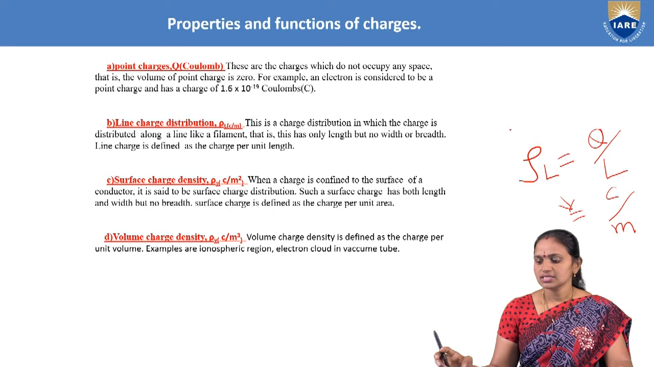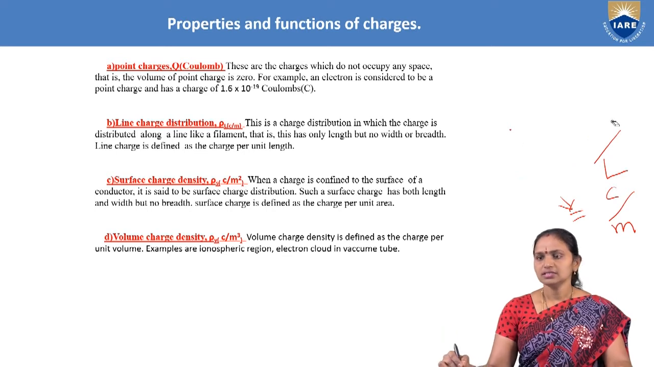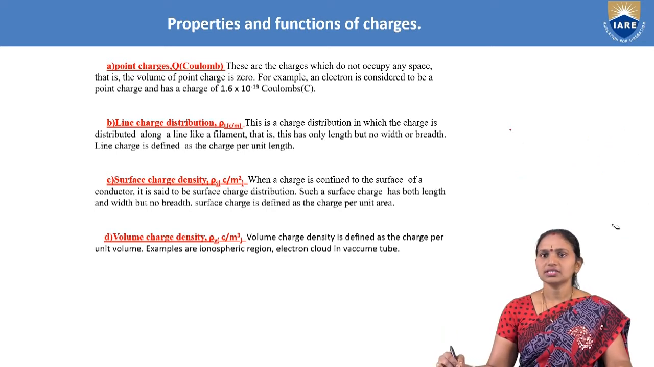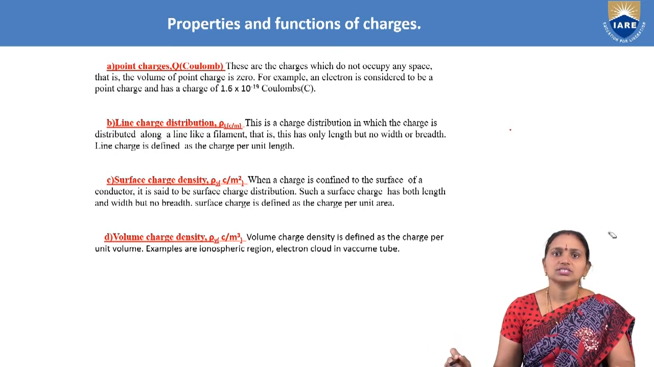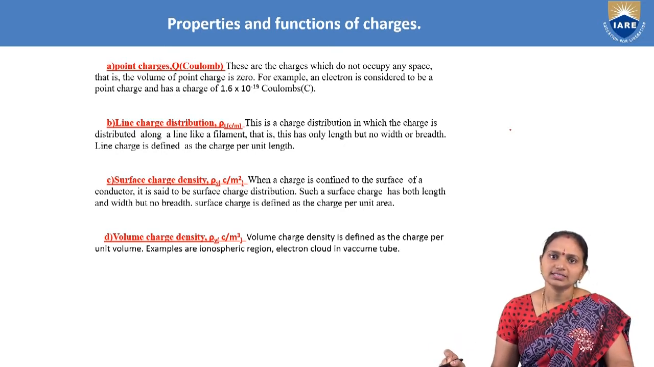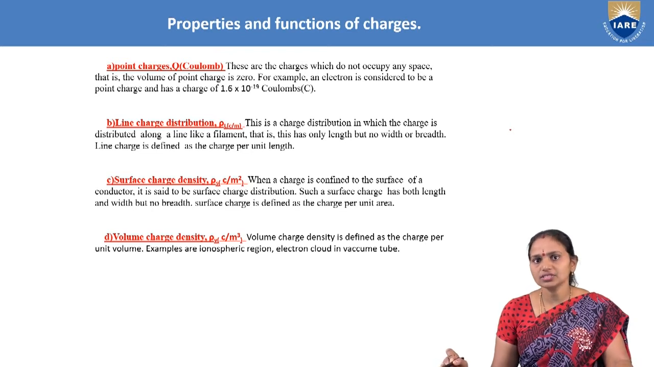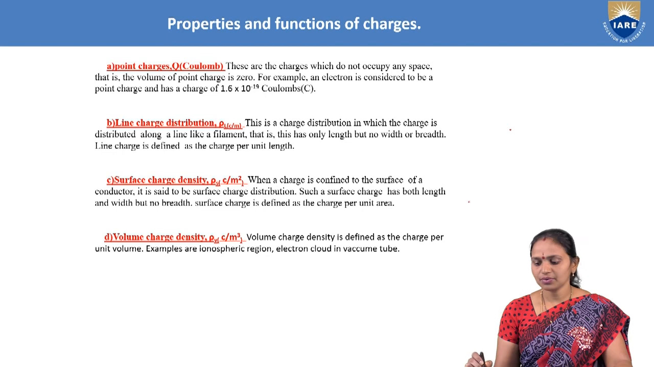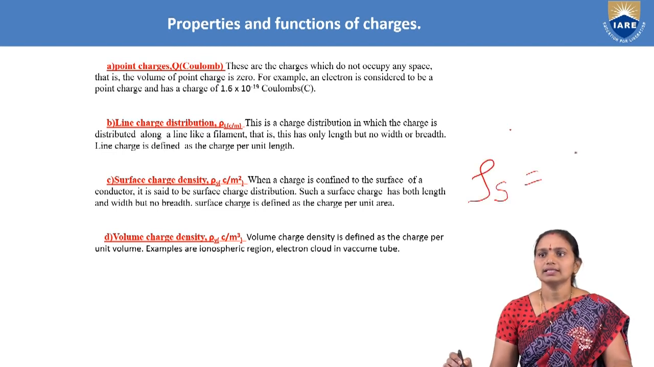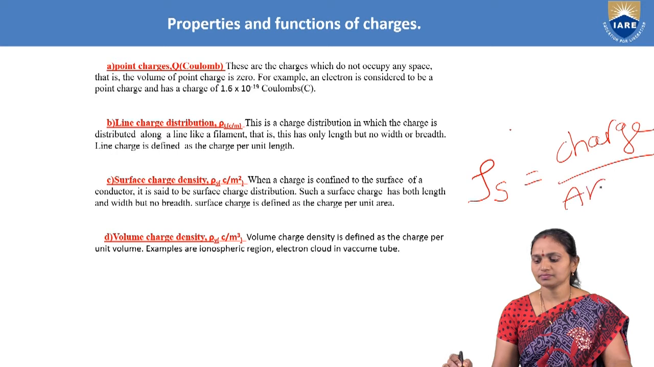And the next one is surface charge density. As the charge density is represented with rho and now it is confined to the surface, we can take the representation of surface charge density as rho S. And this rho S, surface charge density, is the charge per unit surface area.